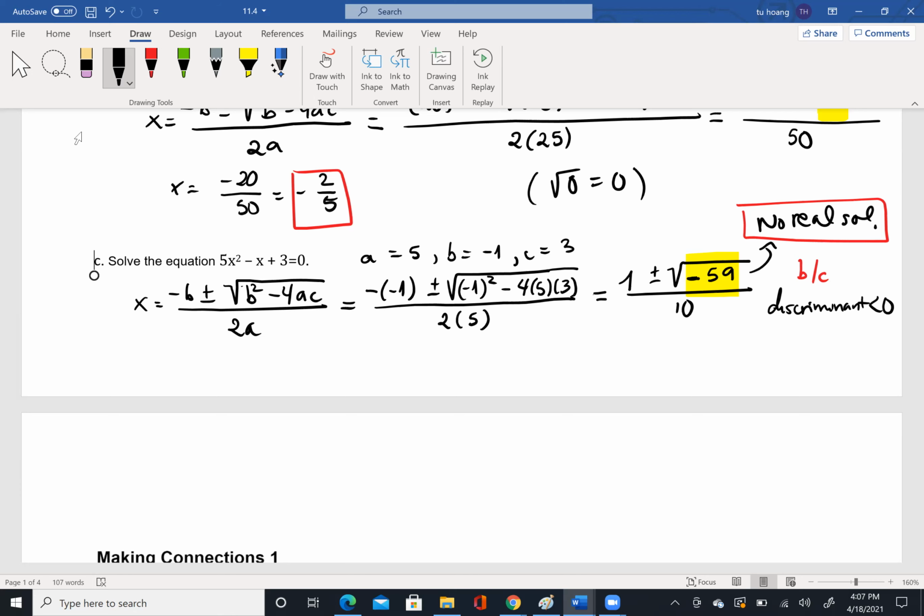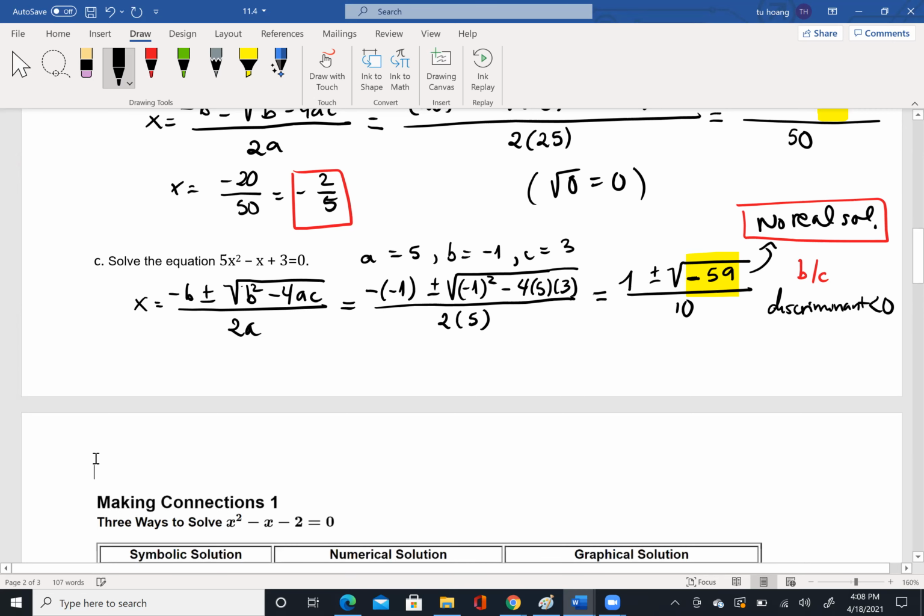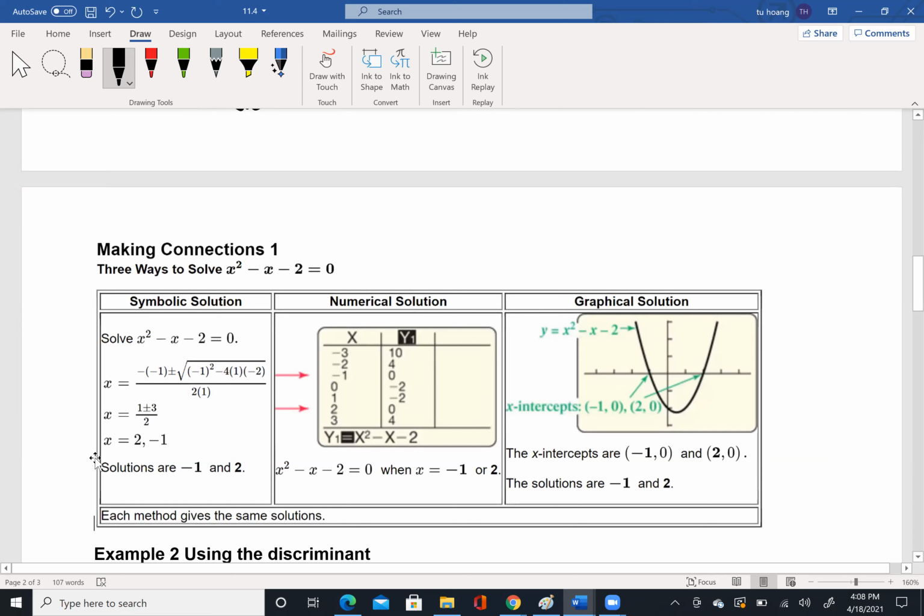Okay, so we have finished C. And I have a table that lists the conditions for three ways to solve a quadratic equation. So in here I have x squared minus x minus 2 equals 0, which is a quadratic equation.